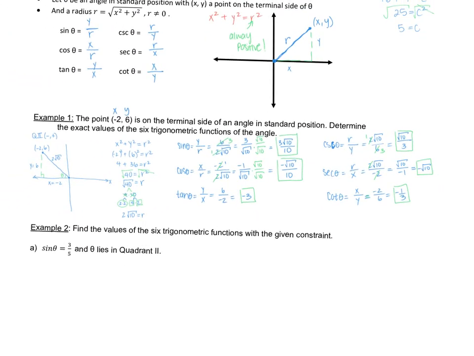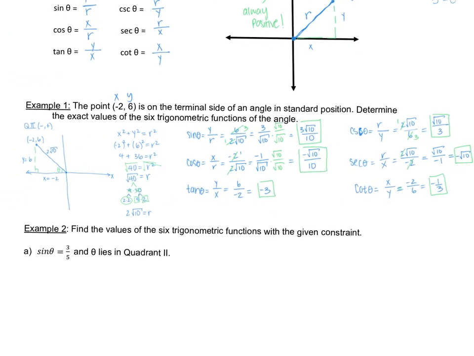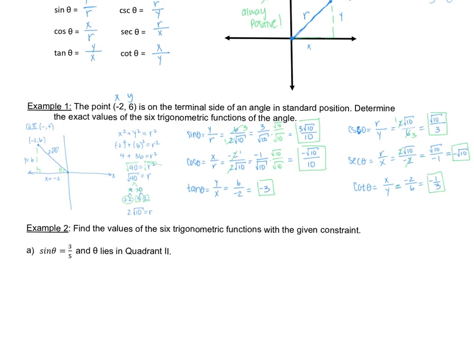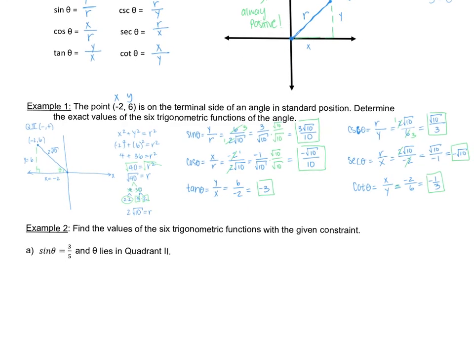So that one was a little bit lengthy because you have to find all 6. And in the next example too, you will have to find all 6. And you're given a constraint to make it a little bit more specific on what you're trying to find.